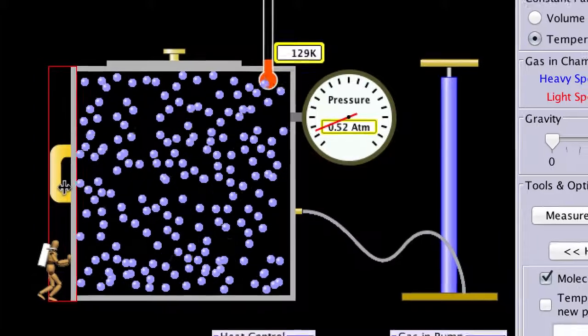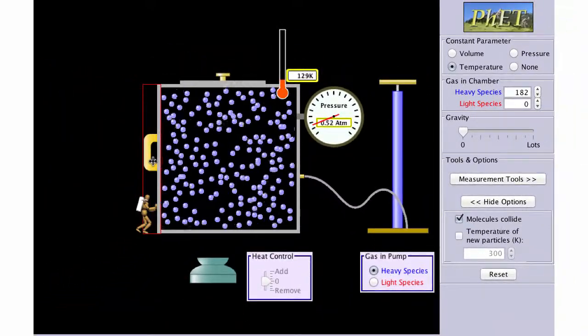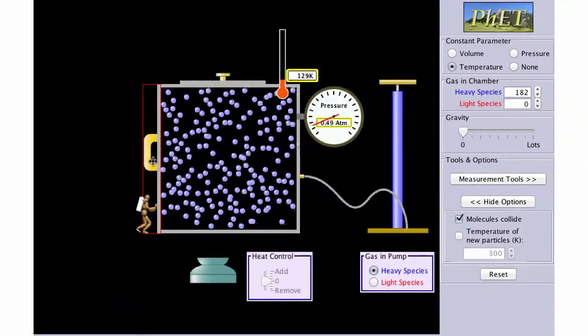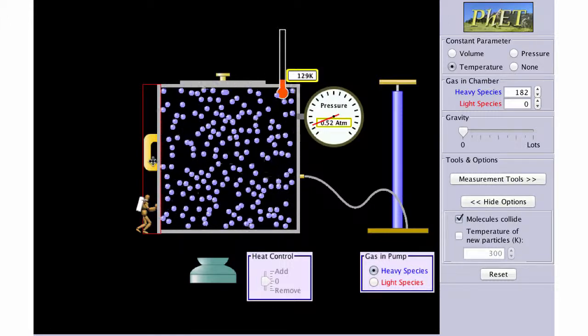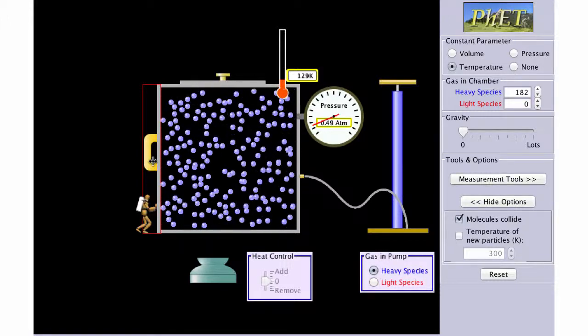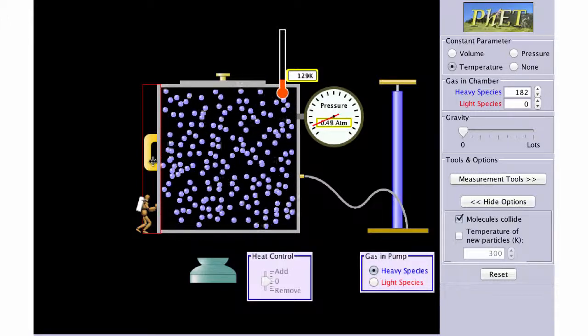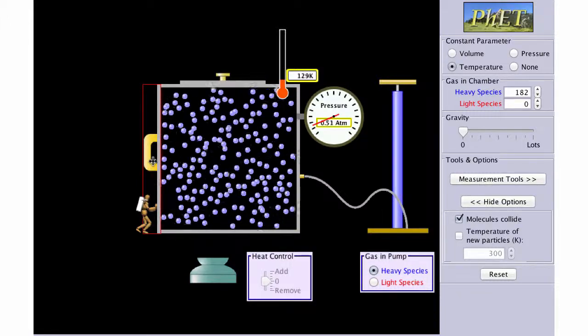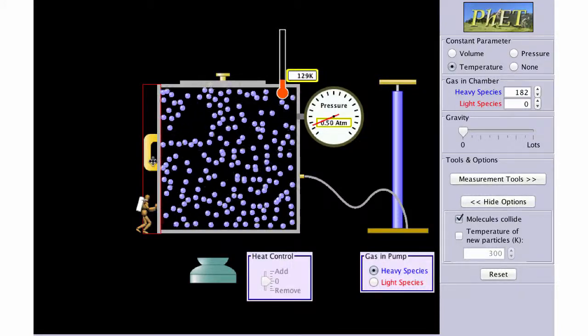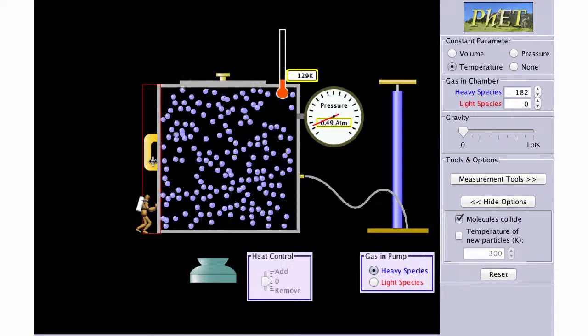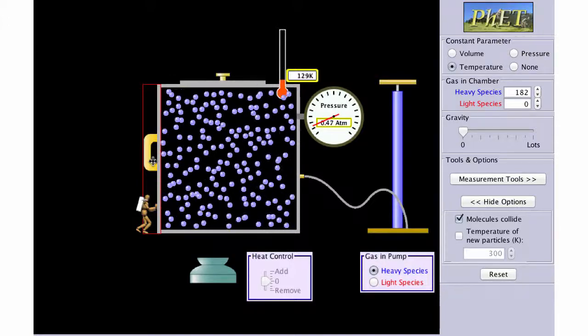Now, you may be wondering, why does this happen? Well, take a look inside the container. As I decreased the size of the container, I started to get more collisions between the molecules. The more they bump into each other, the more they bump into the walls of the container, and the higher our pressure goes. Now, what do you think would happen if I increased the size of the container?